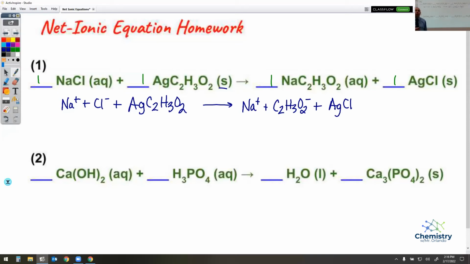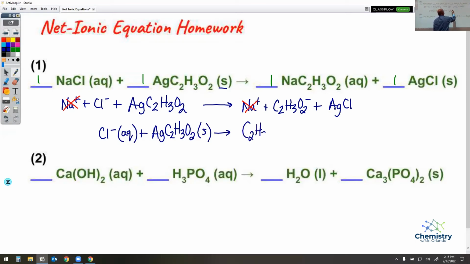In this case, there's only one spectator ion that can be eliminated, the sodium ion. All of the other ions appear different on both the reactant and product side. So our final net ionic equation is Cl minus aqueous plus AgC2H3O2 solid forming C2H3O2, our acetate ion, plus silver chloride, which is our solid precipitate.